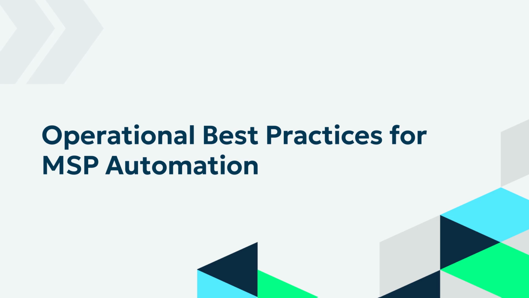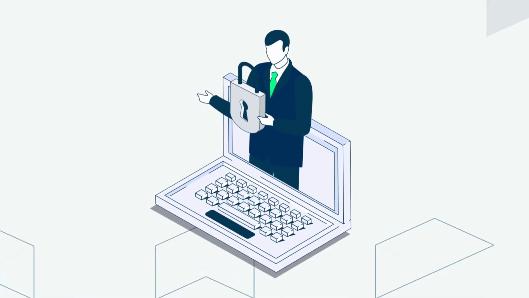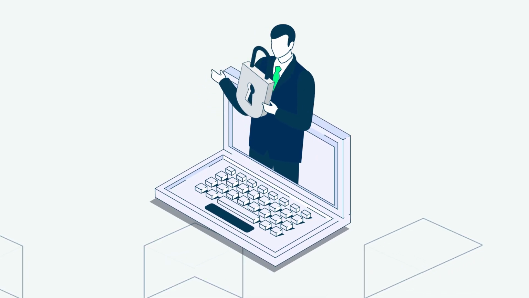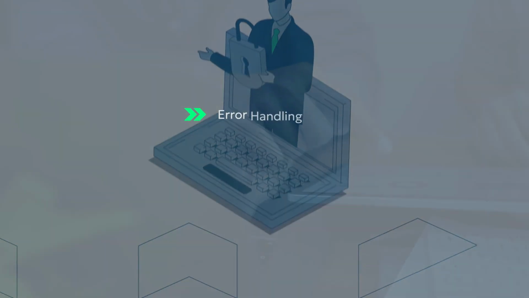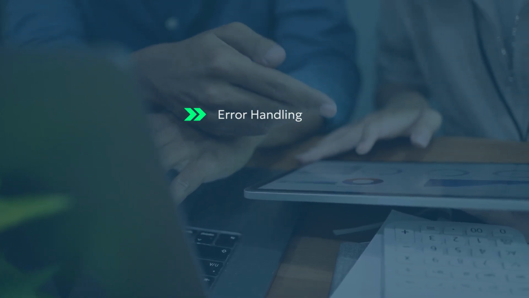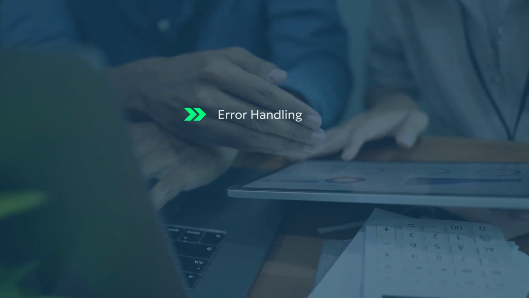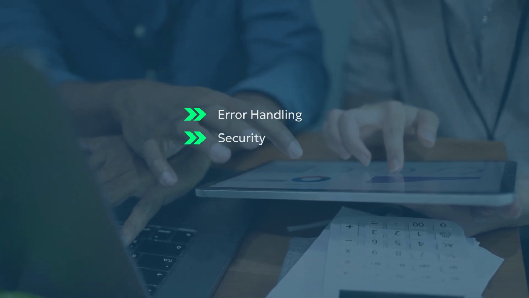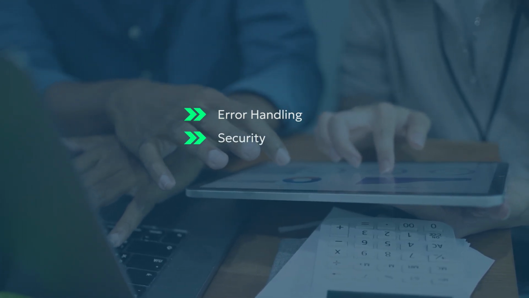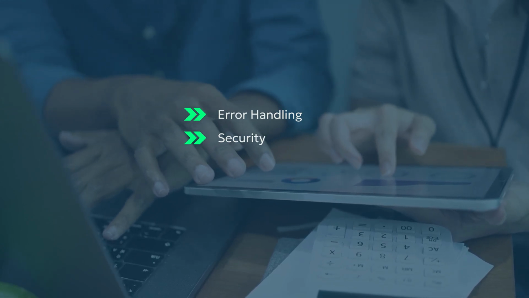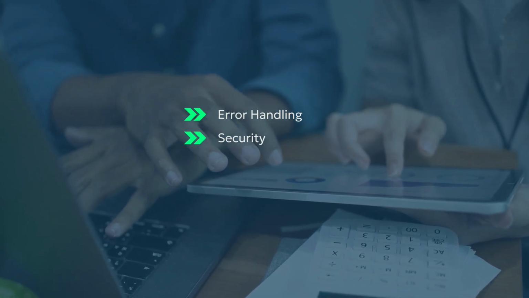Operational best practices for MSP automation. To maintain a professional and secure automation environment, follow these essential operational guardrails. Error handling: build error handling branches and fallback actions to account for network failures, expired credentials, and service interruptions. Security: use dedicated service accounts instead of personal logins and rotate API keys regularly to protect client data.